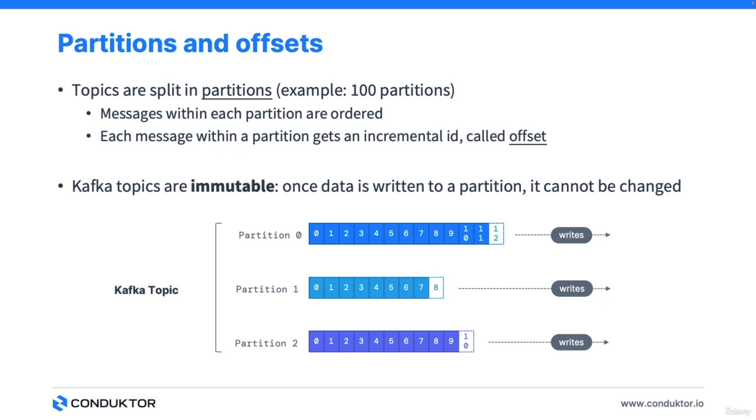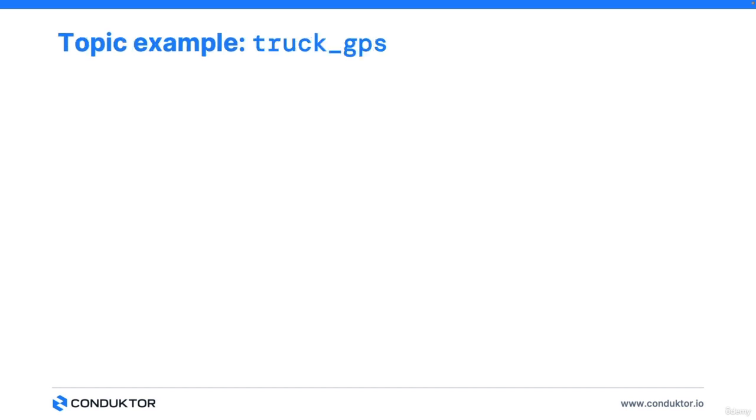Now, Kafka topics are also immutable. That means that once the data is written into a partition, it cannot be changed. We cannot delete data in Kafka. You cannot update data in Kafka. You have to keep on writing to the partition. Now let's take an example of trucks GPS to make it more concrete.